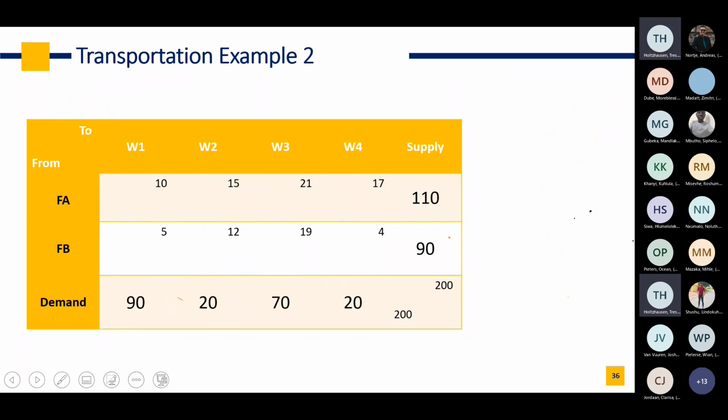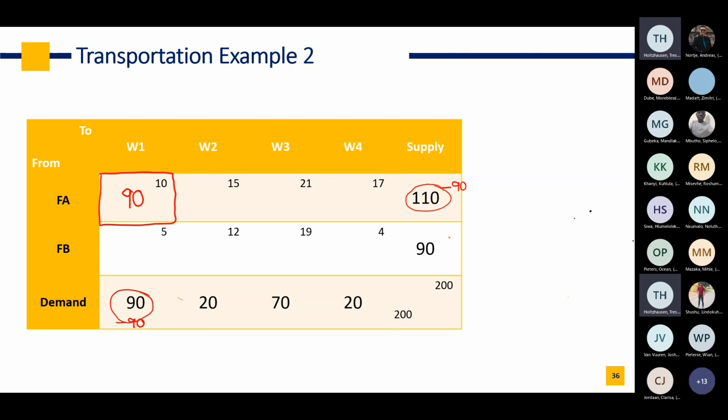Okay, so I'm just cleaning it there, and let's do the northwest corner method. The northwest corner method is where you take the northwest corner and then you investigate the supply and the demand, and you choose the one that's lowest and you put it into that northwest corner. Then you subtract it from both sides.